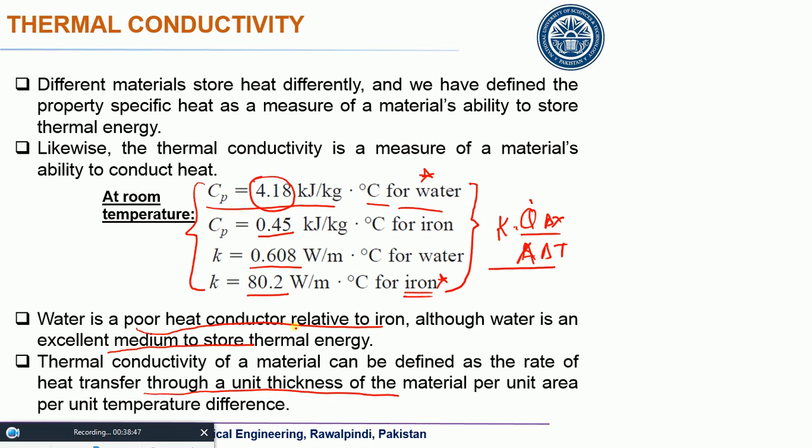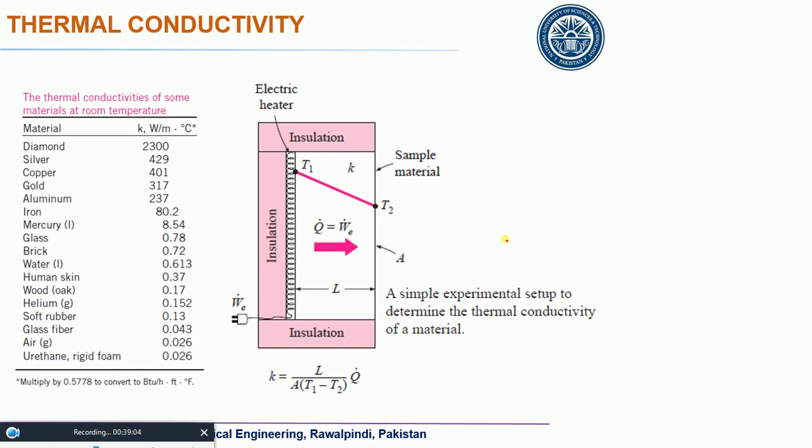Okay, A delta T. So you can say that it is the rate of heat transfer through a unit thickness of the material per unit area per unit temperature difference. That's how you define it, right? Now this table shows different values of thermal conductivity for different materials.